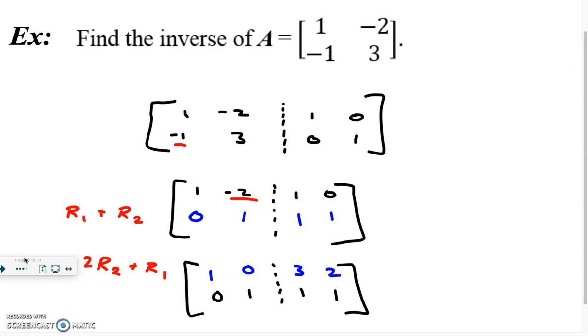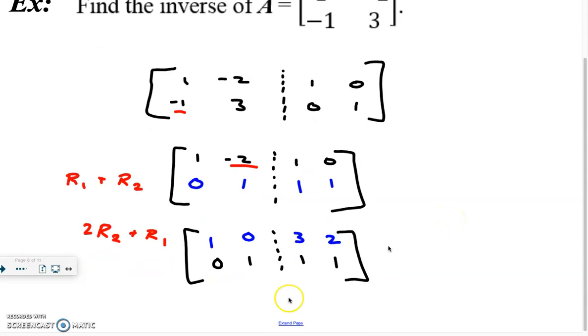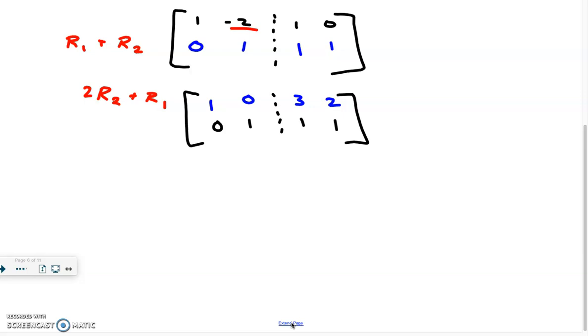All right, have we done it? Is my left side currently in reduced row echelon form? It is. We should be very happy about that because reduced row echelon form here tells us that we just found our inverse there. So to answer the question, what's the inverse? A inverse will be 3, 2, 1.